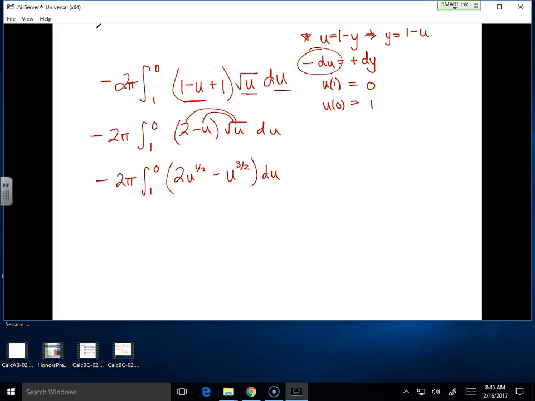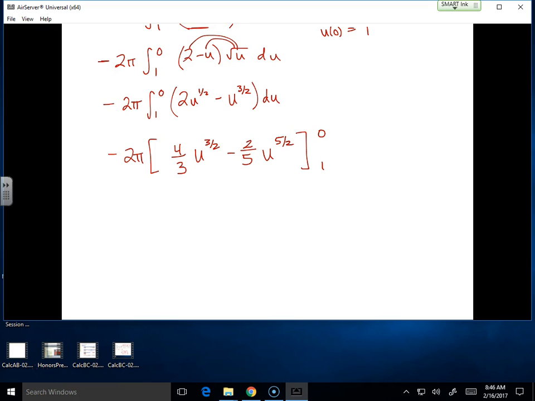What's it time for me to do now? It's time to antiderive. Right? It's time to antiderive. So I have u to the 3 halves times 2/3 times 2 would be 4/3, minus u to the 5 halves times 2/5, from 1 to 0.